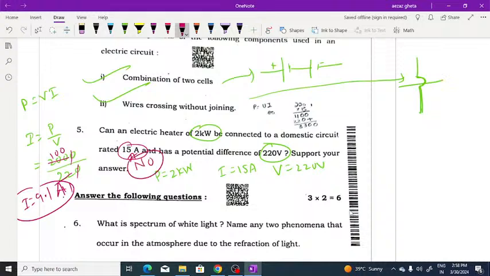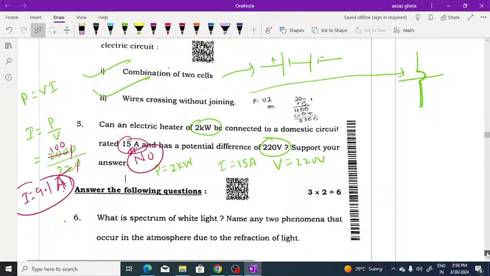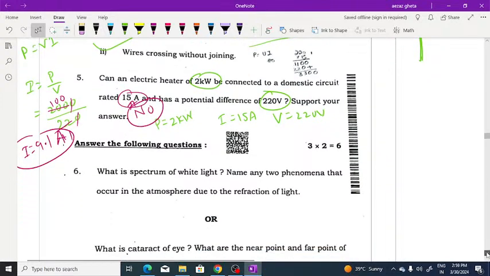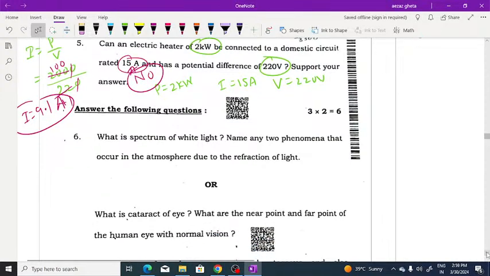You can't connect it, because the current flowing through it is higher. According to the power and voltage, the current that should flow is around 9 ampere. But the current given here is 15 ampere. So this is not possible. It should not happen. Otherwise, the heater can get damaged.